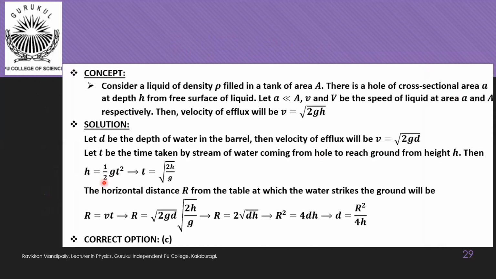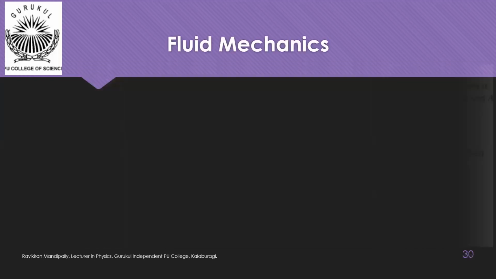So now in this case we want the distance at which the water is striking the ground, that is capital R is equal to vt, and substituting we get R is equal to root 2gd into root of 2H by g. And on simplifying we get R is equal to 2 into root of dH, squaring on either side, so R square is equal to 4dH. We wanted d, so d is equal to R square by 4H. So the correct option is option C.